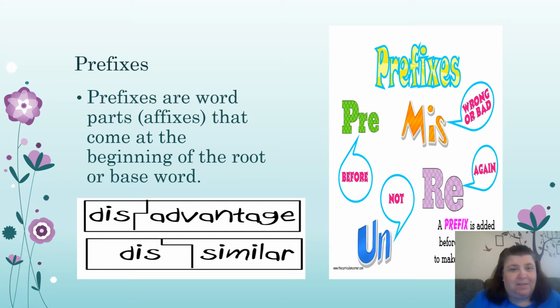So prefixes are word parts, or affixes, that come at the beginning of a word or root word or base word. Over here we have the word advantage, and then they have the prefix dis, so we have disadvantage. Or similar, and they have the prefix dis, so it becomes dissimilar. Some common prefixes are like pre, which means before. As you can see here, pre, even in its name, tells you it comes at the beginning or before the word. Un, which means not. Re, that means again. Mis, that means wrong or bad.